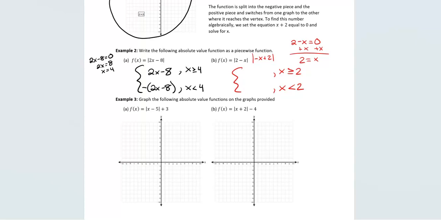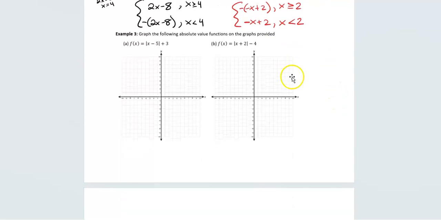Now the difference here is that normally I'd say the positive version just looks the same. In this case, the given version is actually the negative version. So it's negative x plus 2 because it starts with a negative slope. That means that's the left side of your graph. Then the positive version is going to be the opposite. So you just have to pay attention to the sign of your slope. And then everything else will fall into place.